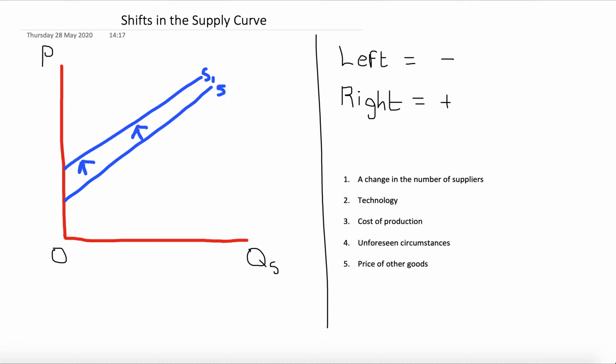So why might a shift occur? A shift is a change in supply for any reason other than a change in price. So we said that a movement is a change in the quantity supplied caused by a change in price. Price goes up, supply goes up, price goes down, supply goes down. Well, a shift is just a change in the quantity supplied for any other reason.